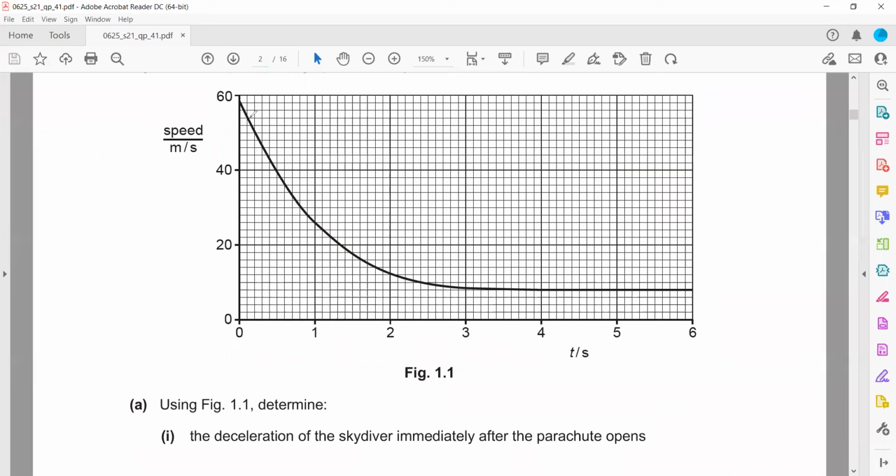To calculate the deceleration, it will be 58 minus 40 divided by the time interval. So what is the time interval? 1, 2, 3, 4, and 5 boxes. Each box is representing 0.1, so 5 boxes will be 0.5. So it will be 18 divided by 0.5, and the deceleration is 36 meters per second squared.